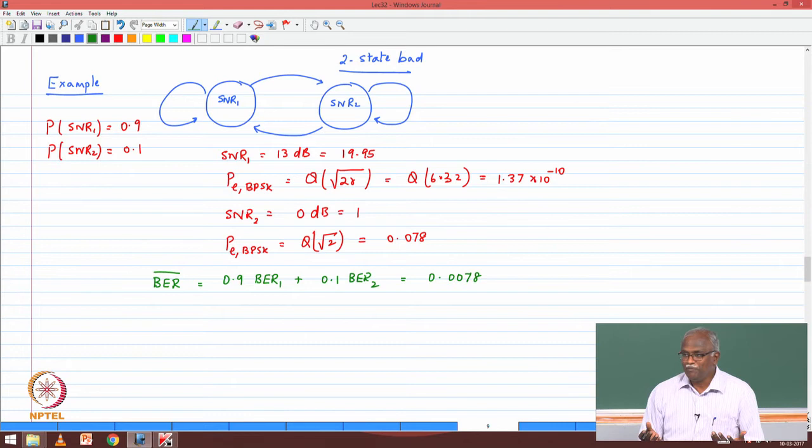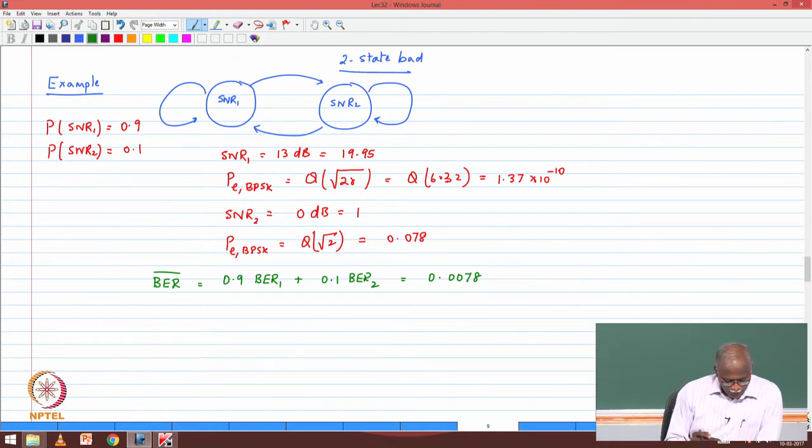No, what happened to your 10 power minus 10? Because that really did not contribute to the bit error rate at all. What was actually dominant, even though it was only 10% of the time, was the bad SNR state. Okay, now here comes the crucial observation.